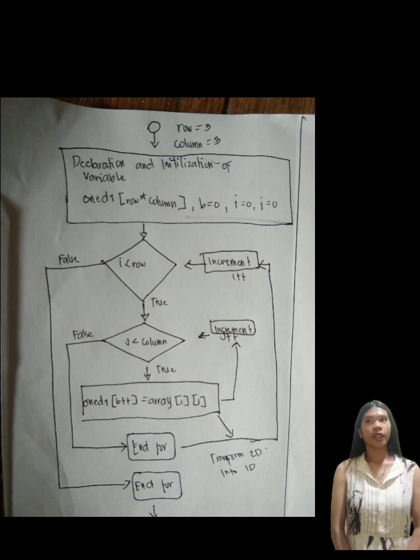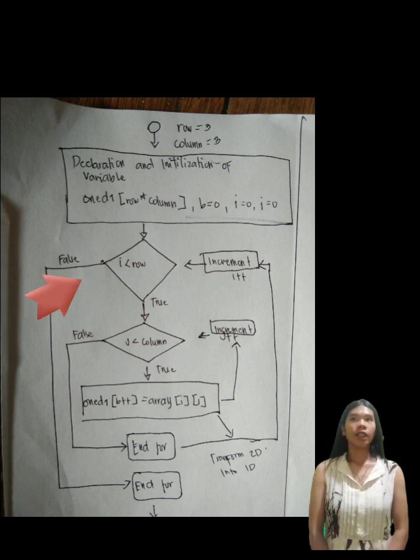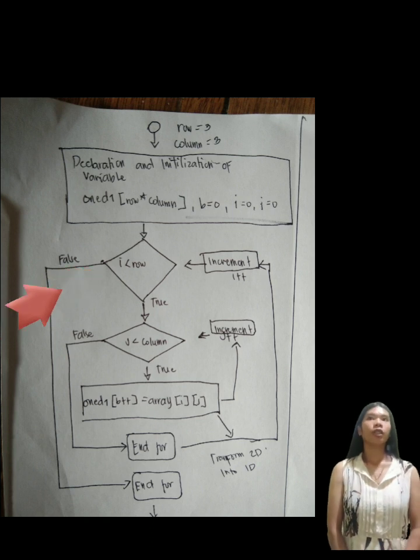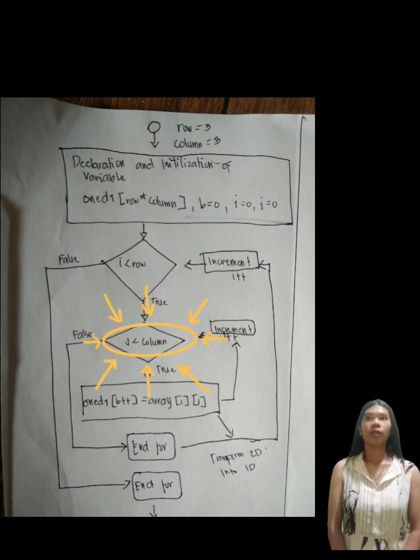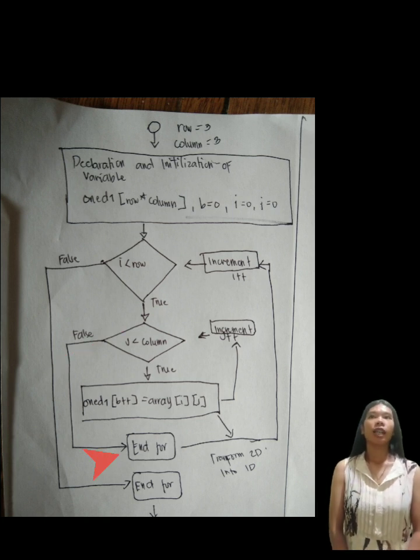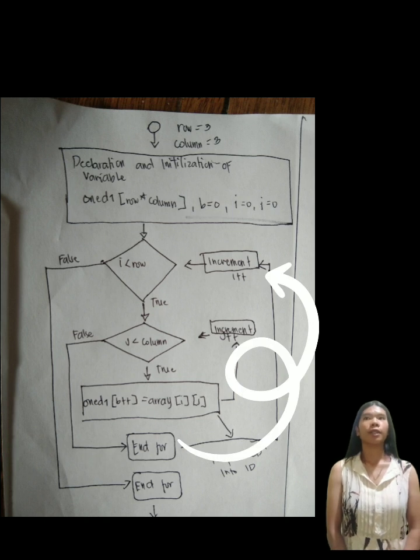In this part, I have a condition of if i less than row. If the statement is false, end for loop. But if the condition is true, proceed to the second condition, which is j less than column. But if my condition is false, end for loop, and increment i plus plus.